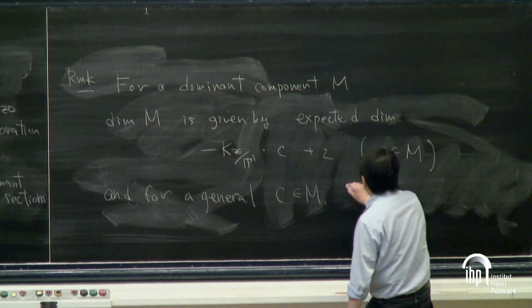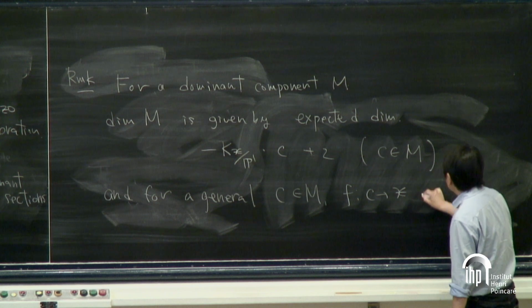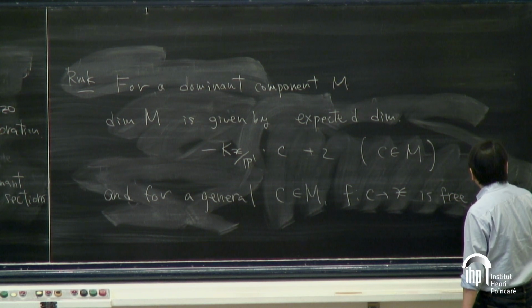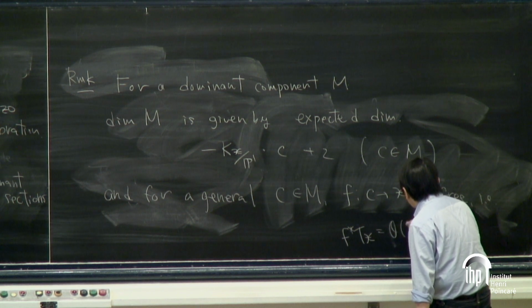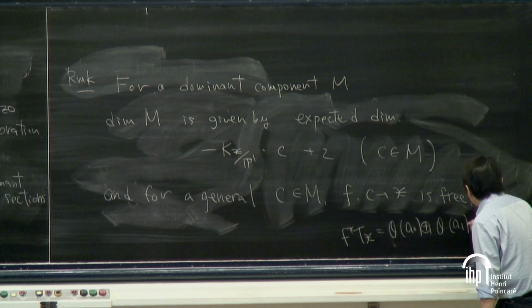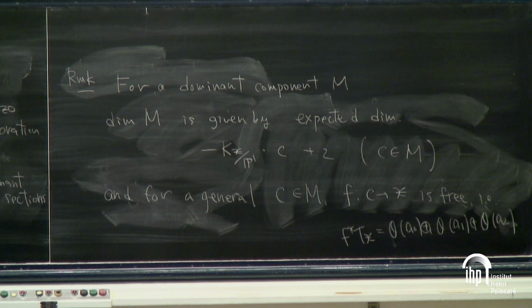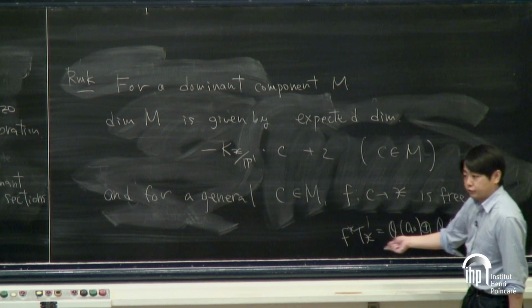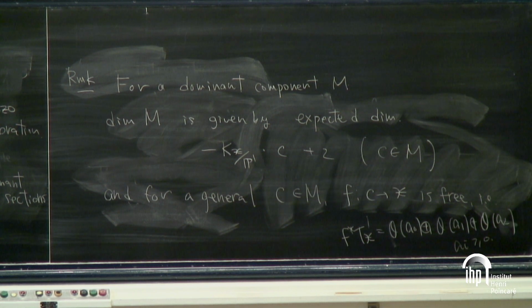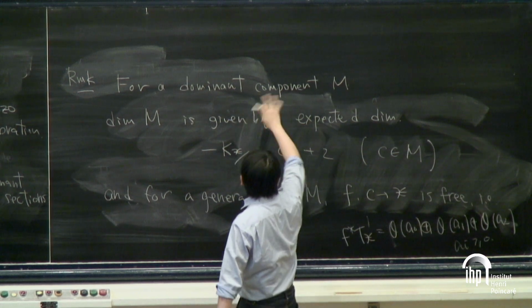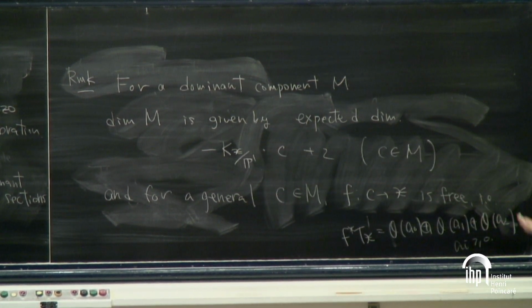So a section defines some map from C to X. And then one can say that this map is free. That means that the pullback of the tangent bundle can be expressed, in this case, like A0 plus A1 plus A2. I mean, this is a vector bundle over P1, so you can decompose it into a direct sum. And free means that all these numbers are non-negative. So in general, it's known that if you have a dominant component, then the general member is free. And if you have a free curve, then the dimension is given by the expected dimension. This is general deformation theory of rational curves, spaces of rational curves.